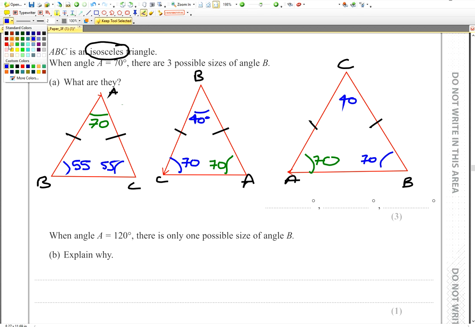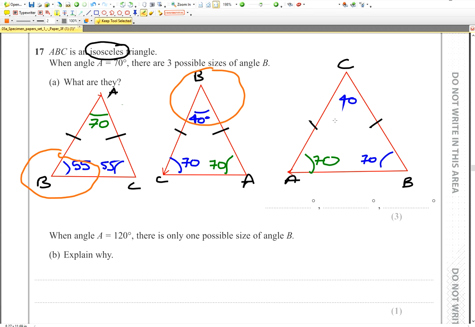Now, if I change the color again to, for example, an orange, and we circle the angle we need to find out, which is B. So here, what's B? 55. What's B here? 40. What's B here? 70. So the answer is 55, and then 40, and then 70. Beautiful. Oops, I got an extra dot there. Okay, sorry, let's do that again. So 55 degrees, 40 degrees, and 70 degrees. Is that lovely?